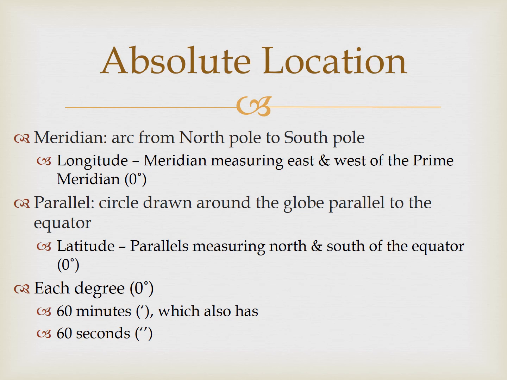Anyway, each degree of latitude and longitude can be subdivided into 60 minutes, and each minute has 60 seconds, which is simply a way to be more precise with our location. So, for example, using this system, we can give the absolute location of any place on the Earth's surface. Our example, the latitude and longitude for Las Vegas is 36 degrees, 10 minutes, 30 seconds north by 115 degrees, 8 minutes, 11 seconds west.